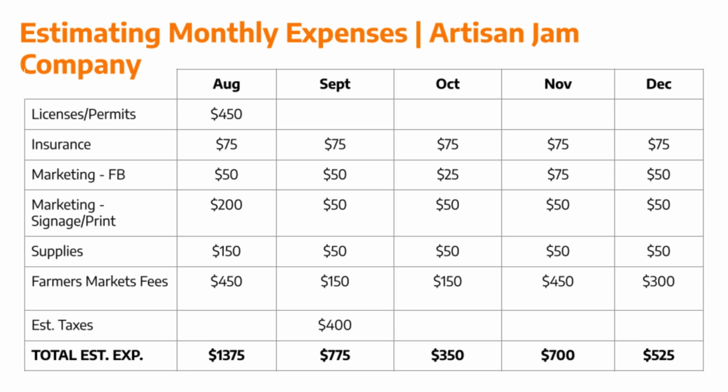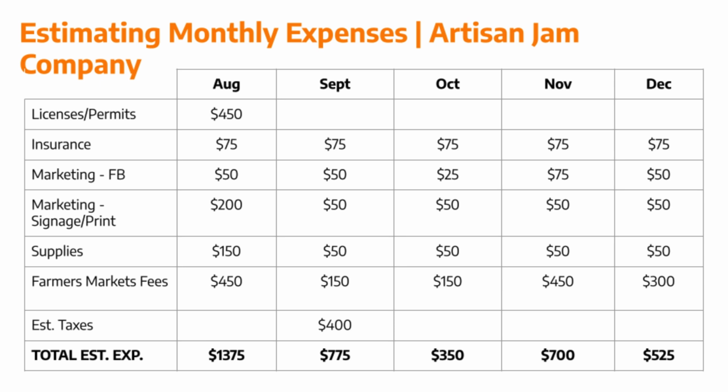First, we have license and permits. These are the things we had to file in order to start our business. So we only have them in August, the month that we started our business. Next is insurance. It's a fixed cost, so it's going to be the same month to month, $75.